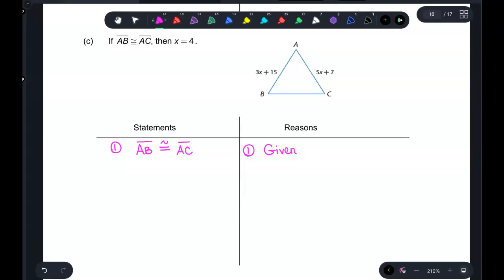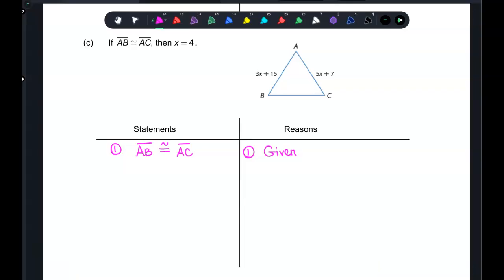Okay, so the only geometry part to this is going to be the second statement. I'm going to change this to AB equals AC. Remember, next one's substitution. So this is the definition of congruent segments. Could you just go straight into the substitution? So we can't. Here's the problem.